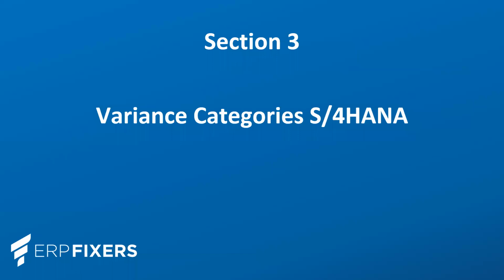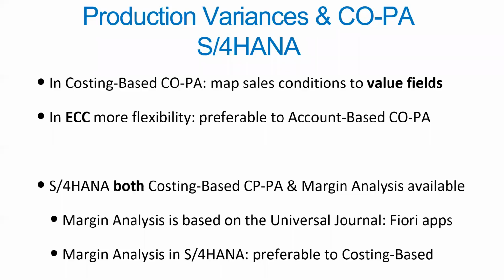So the next topic is variance categories in S/4HANA. Now we know what variances are. It's the difference between the planned costs from the cost estimate and the actual costs that are posted to the production order from goods issues, from activity confirmations, and from overhead postings. So SAP allows us to analyze the difference with variance categories. Now, let's talk about that. What does it mean in COPA in S/4HANA?